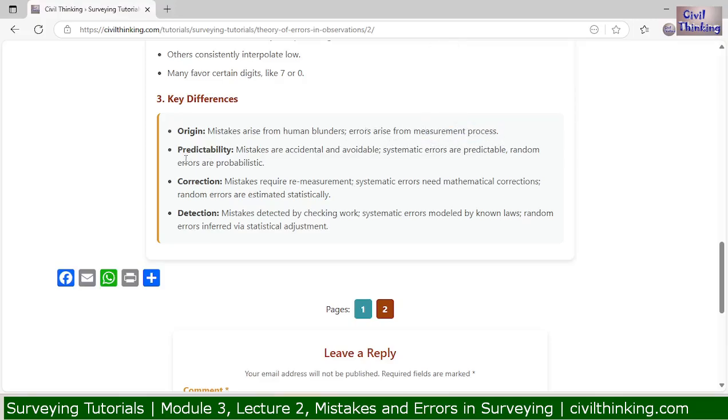Now, predictability. Mistakes are accidental. I have told you they are accidental. Mistakes don't happen every time; sometimes they happen, sometimes they don't. It depends on how active you are, and we can avoid them. If you are active, if you show some presence of mind in the field, if you're fresh, you can avoid these mistakes.